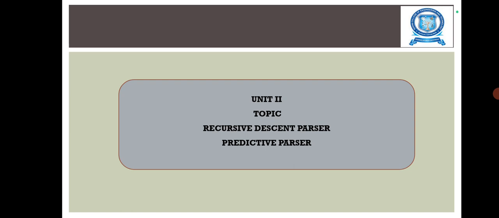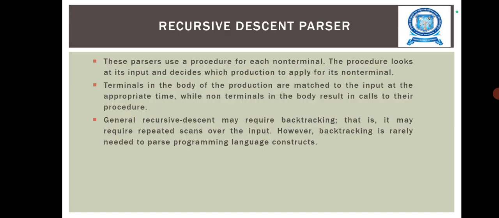Unit 2, Topic: Recursive Descent Parser, Predictive Parser. Recursive Descent Parser. This parser uses a procedure for each non-terminal. The procedure looks at its input and decides which production to apply for its non-terminal. Terminals in the body of the production are matched to the input at the appropriate time, while non-terminals in the body result in calls to their procedure.